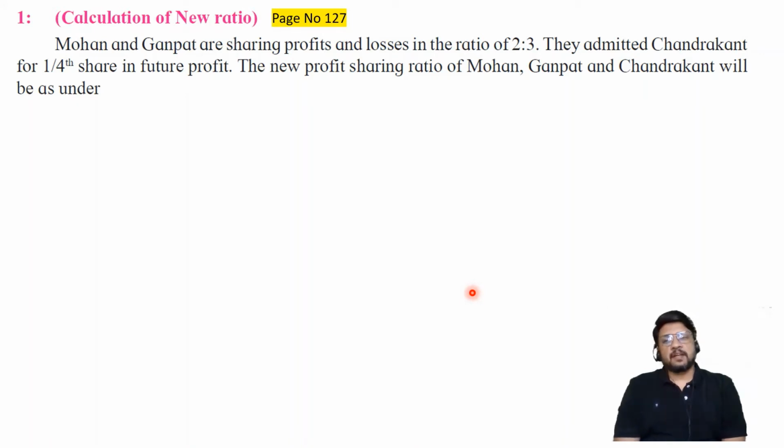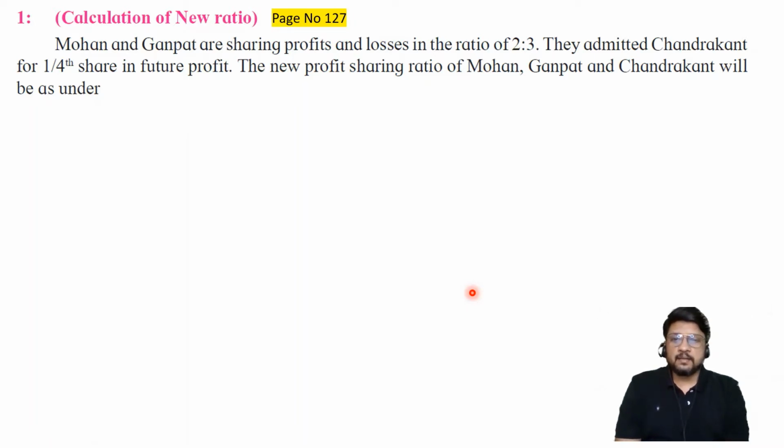They admitted Chandrakant for 1/4 share in future profit. So who is the new partner? New partner is Chandrakant, for 1/4 share in future profit. The new profit sharing ratio of Mohan, Ganpat and Chandrakant will be as under. That is required to be calculated. So they are asking us to calculate new PSR. How to calculate new PSR?